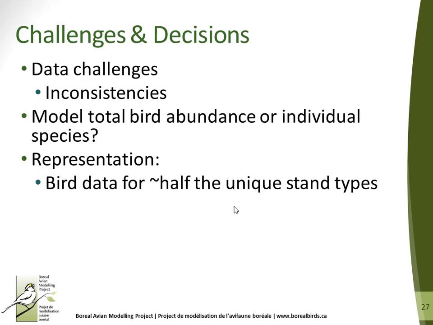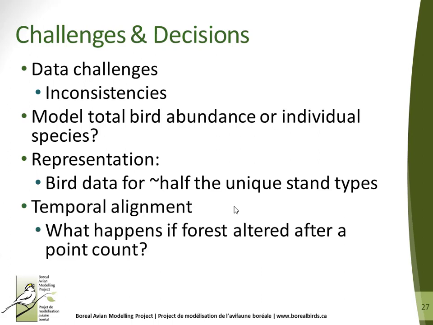Like I mentioned, the representation of the data, the forest stand types, right now only about half of the unique ranked forest stand types have bird data in them. So that's a challenge for modeling. When you're talking about extrapolating into unobserved forest types, how much do we trust that?